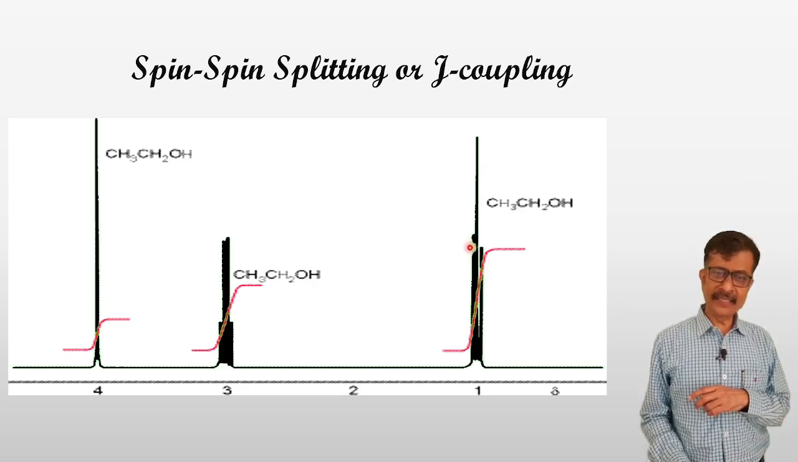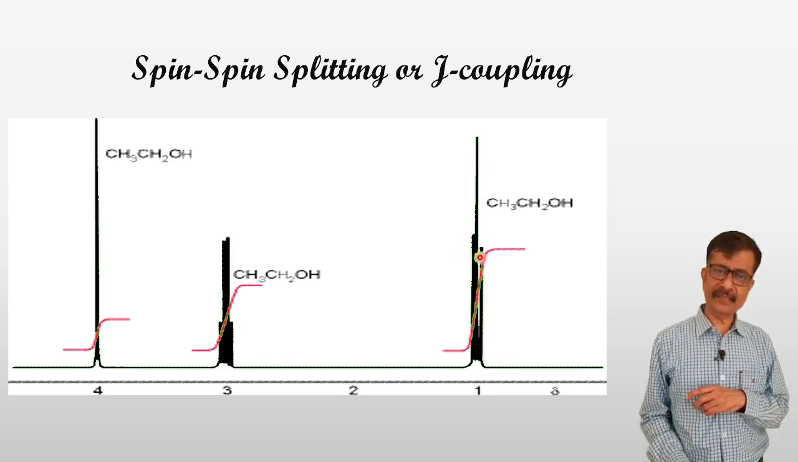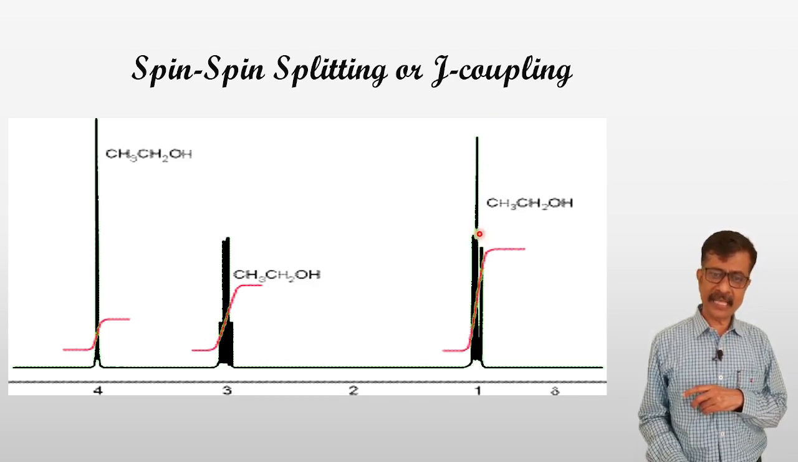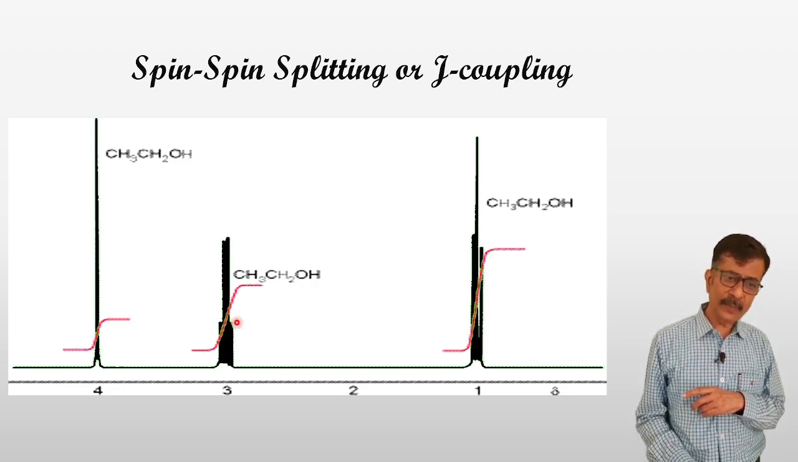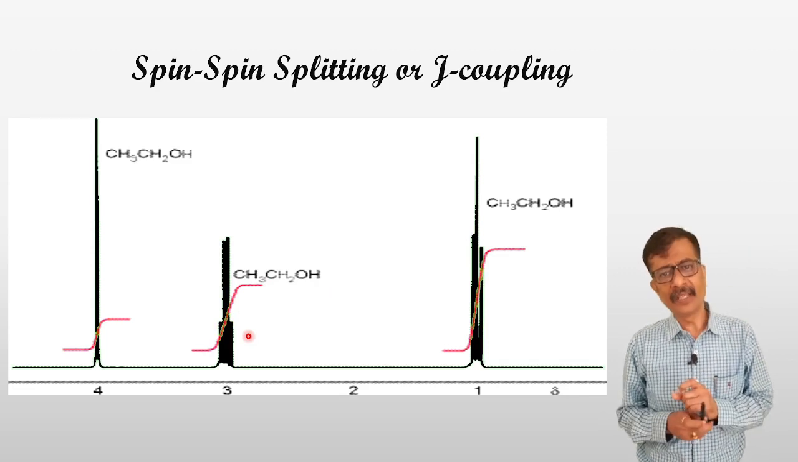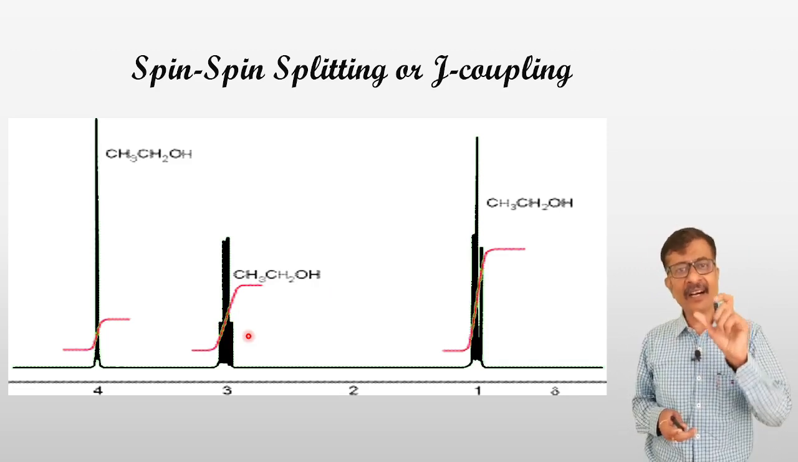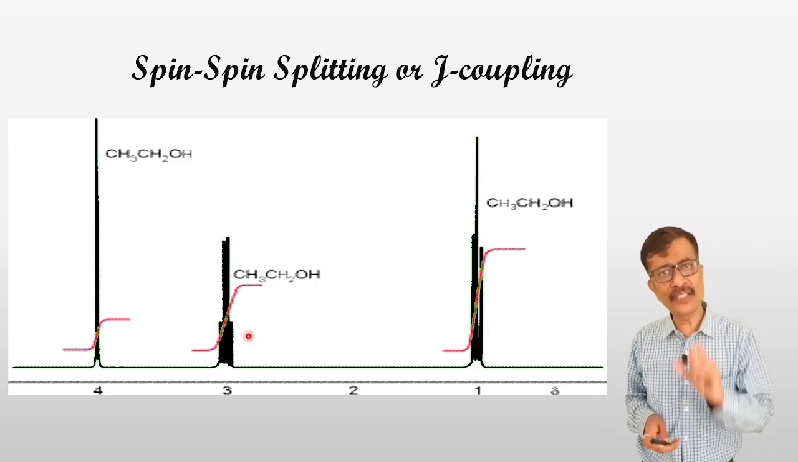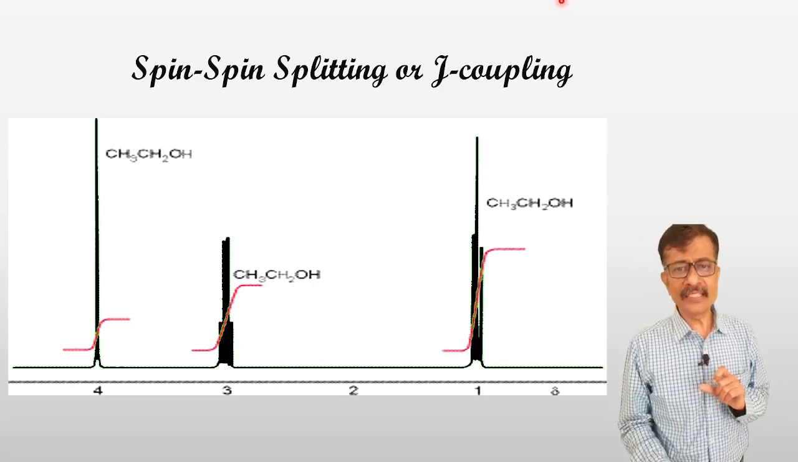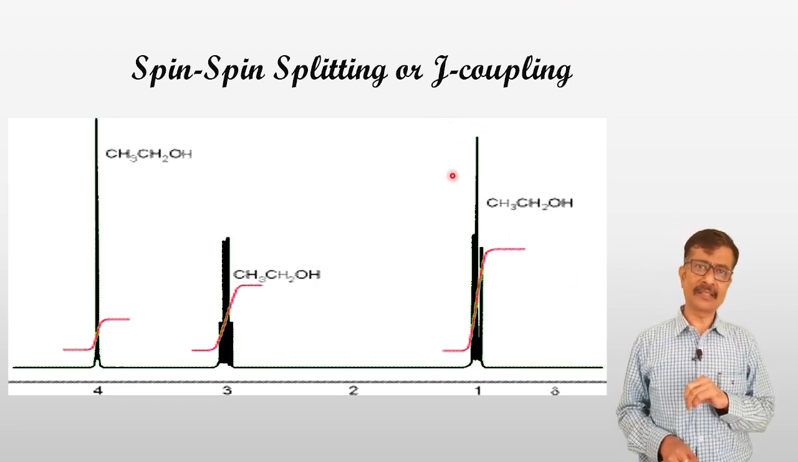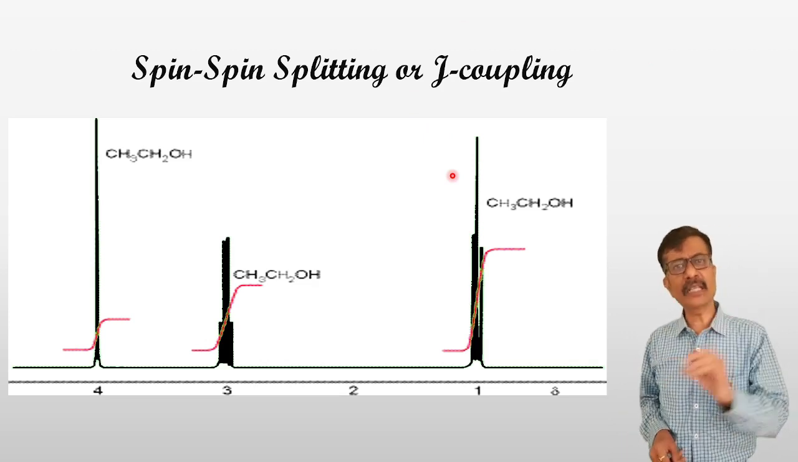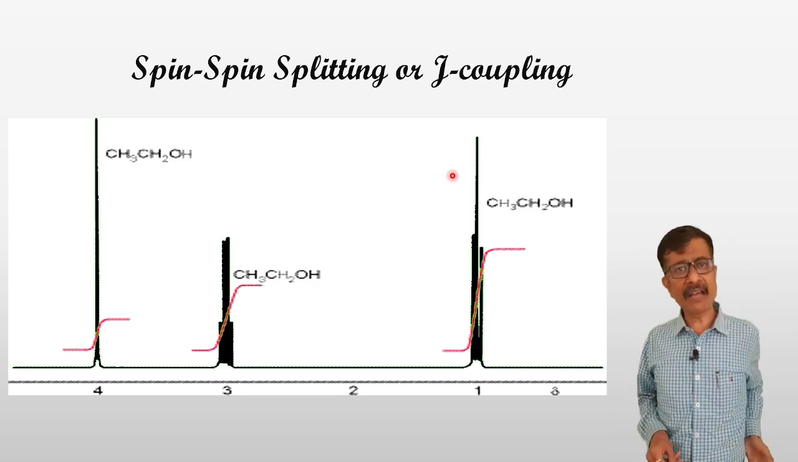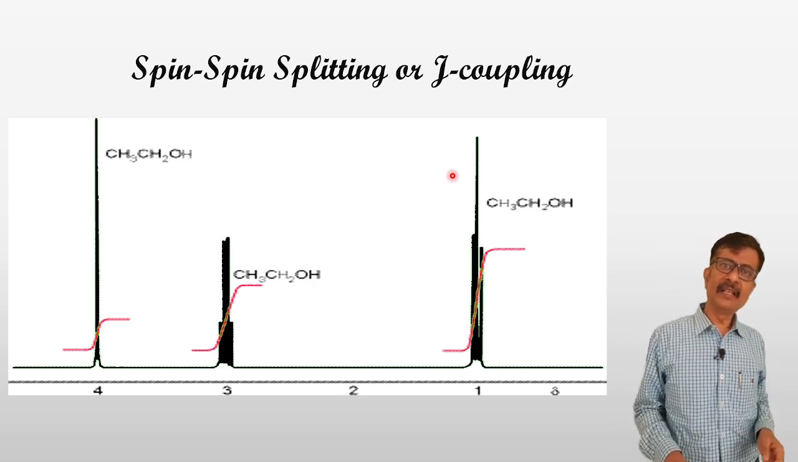The spacing between these split peaks. Suppose here you can say there are 3 split peaks; the distance between this peak and this peak, and this peak also, the distance between these split peaks will be the same. That is in hertz, in frequency units, and it is called a J, or coupling constant. The J value of a particular compound is fixed, so from that J value also we can identify the molecule.